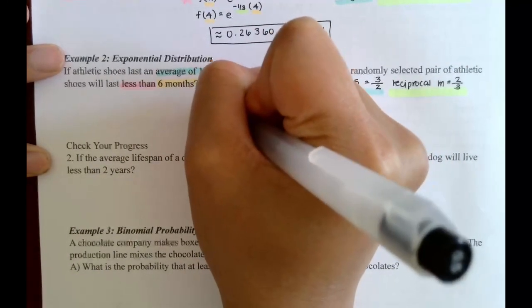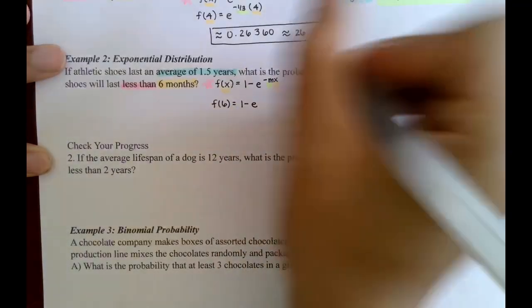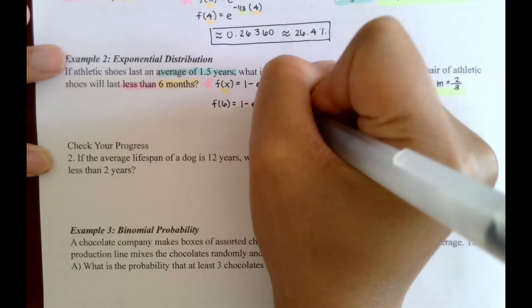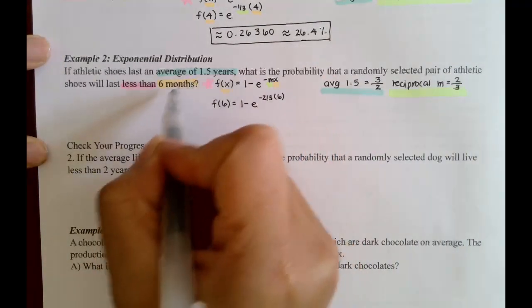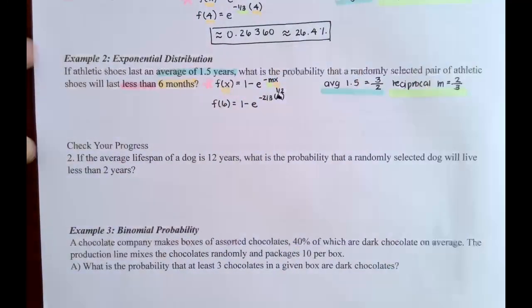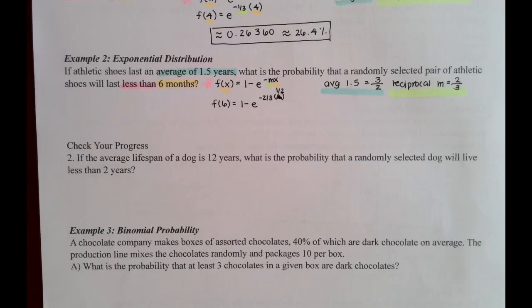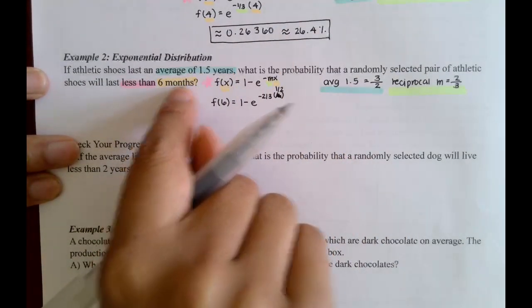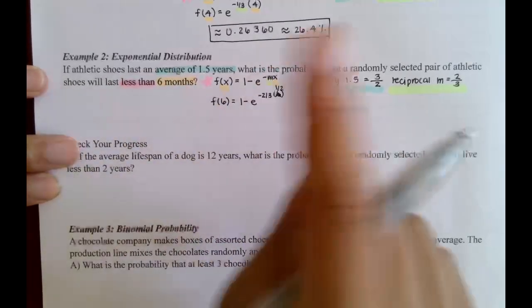So f of 6 equals 1 minus e to the negative 2/3 times 6 power. Okay, sorry. Since we're talking about years and 6 months is half a year, it should be 1/2. So it's important to look at the units, right? 6 months, years, so that's why x would be half of a year. 6 months is half of a year.